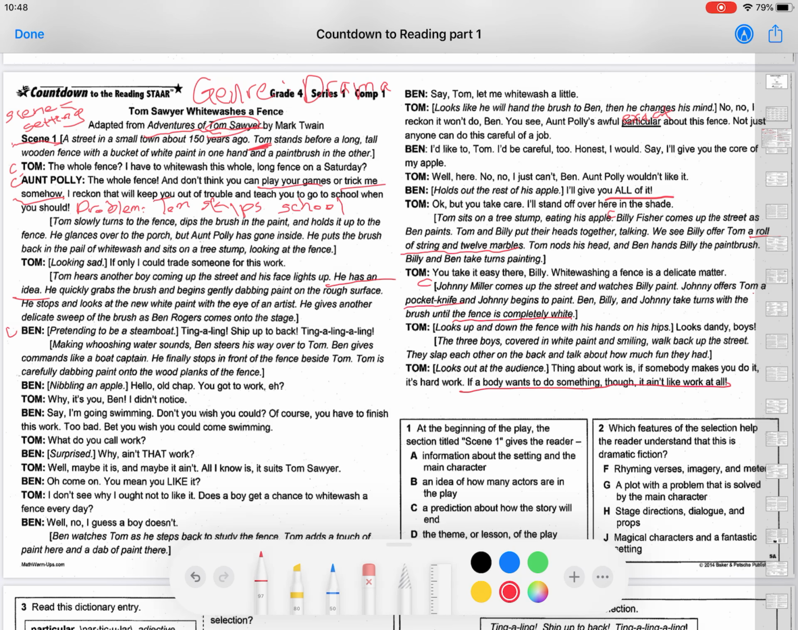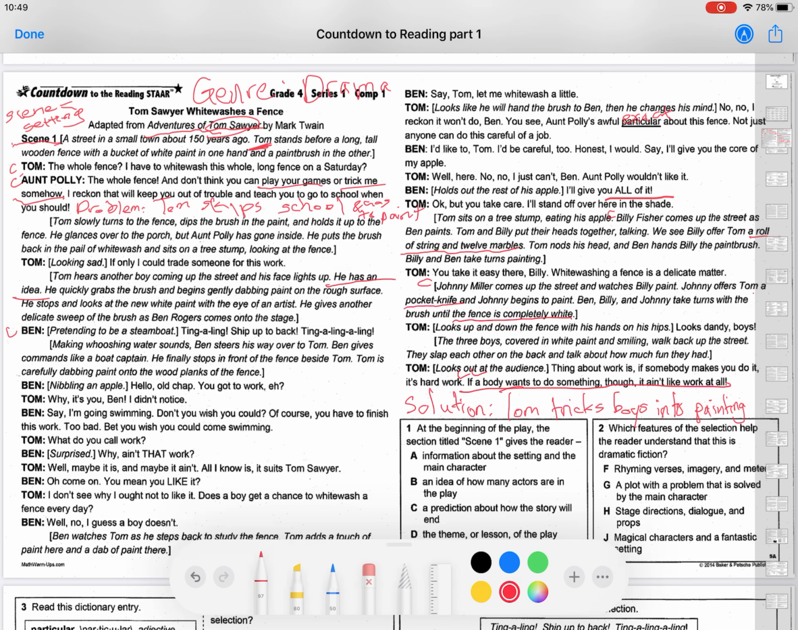So remember, whenever we have a problem for our story, we also have a solution. The problem was that Tom skipped school and he had to paint. Let's add that. And what was our solution? Tom tricks boys into painting. And our lesson learned, our LL, comes in down here. If a body wants to do something, though, it ain't like work at all.